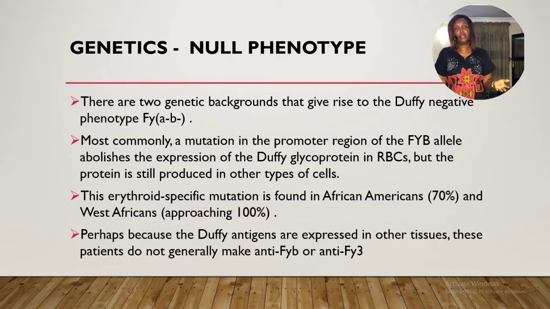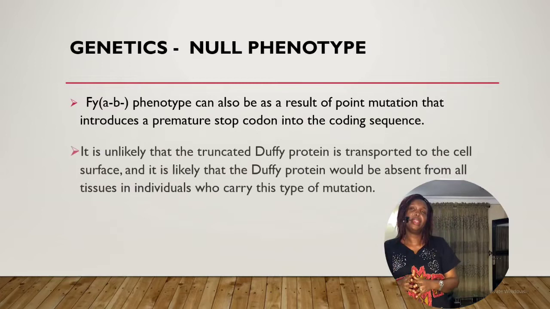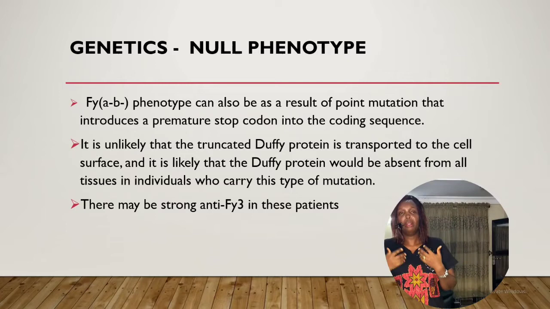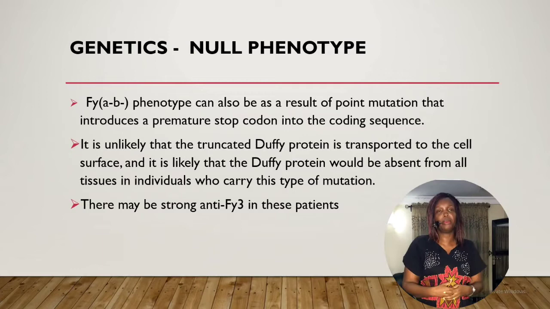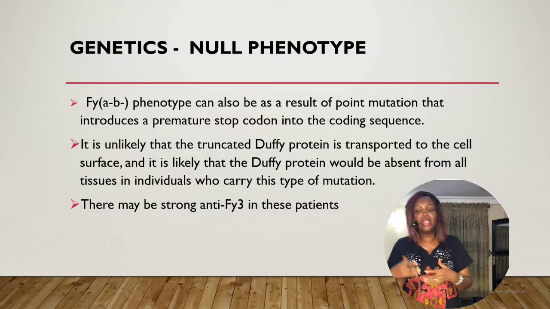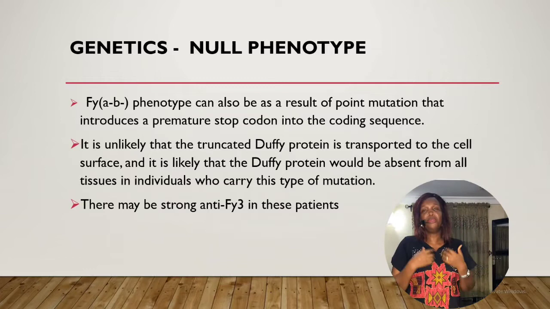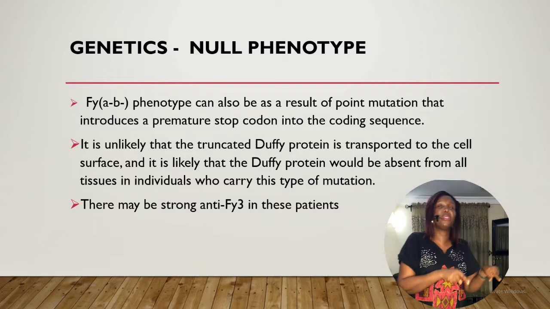Then, another set of individuals that are not Duffy non-phenotype are individuals whose status resulted from a point mutation that introduces a premature stop codon into the coding sequence. This type of individual evolves as a result of a point mutation that introduces a premature stop codon in the coding sequence.